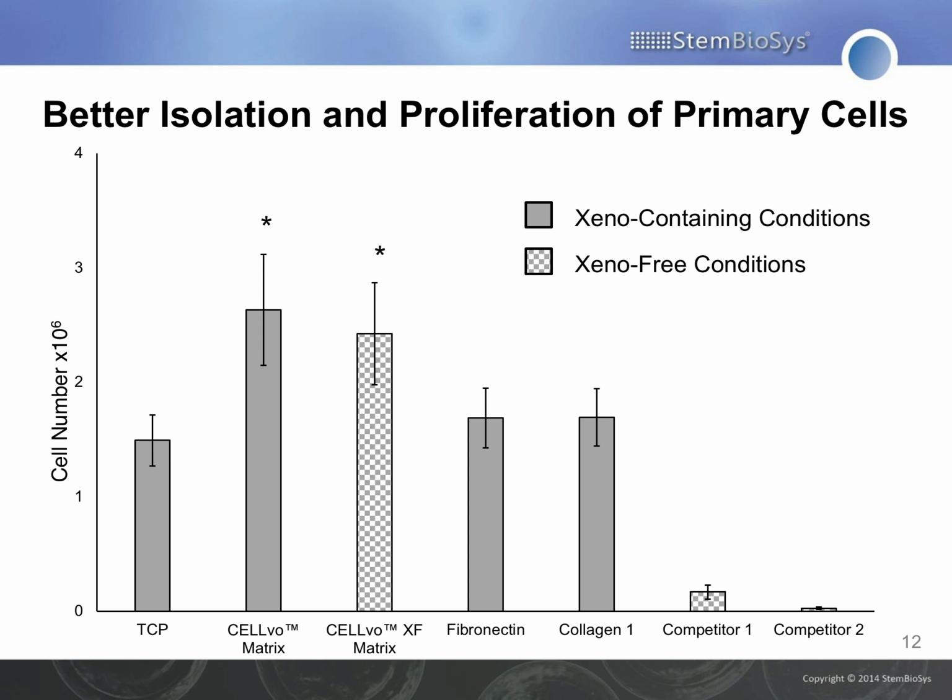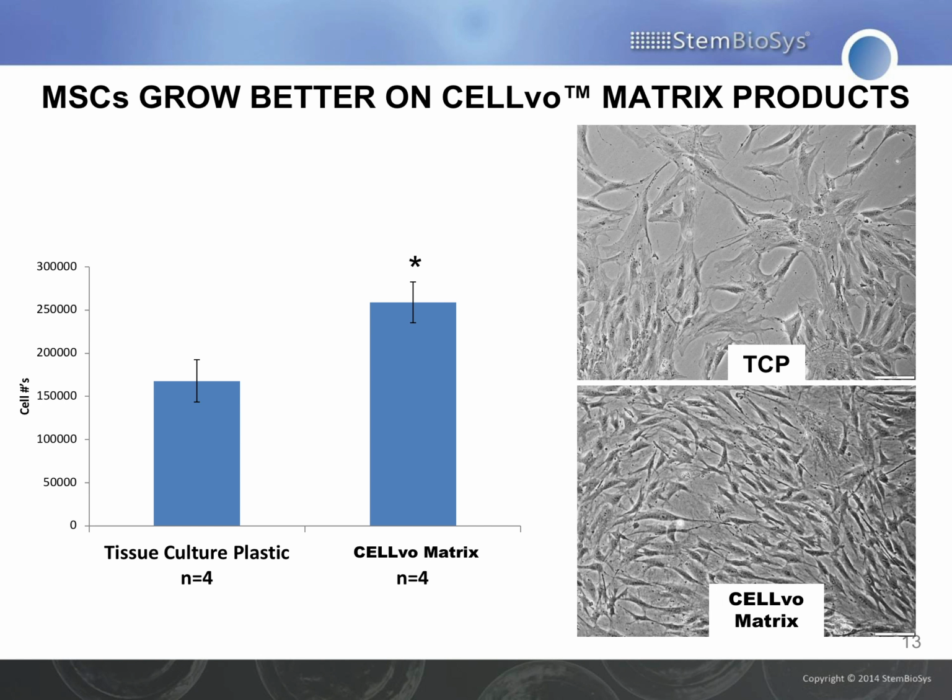And I should mention the cell type here is also a bone marrow mesenchymal stem cell that we put onto these different substrates. And you can see a significant difference in the numbers of cells when they're grown on our CELLVO matrix products than on these competitive products. We see the same results, certainly with mesenchymal stem cells of different types. The one we're showing here, I believe this is from adipose-derived mesenchymal stem cells, but we see it with bone marrow, adipose, umbilical cord blood, umbilical cord tissue. Different types of MSCs respond the same to this extracellular matrix.